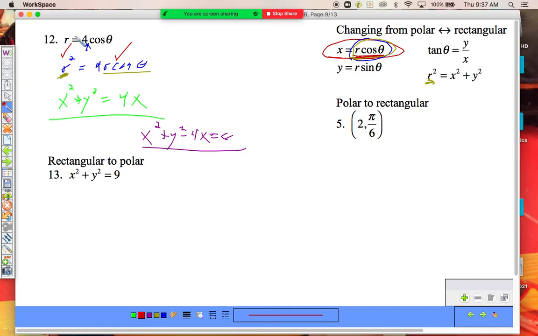All right, I think we have two more problems. Go the other direction real quick. Do number 13 for me. Get rid of your x's and y's and write it as r's and thetas. Two steps. I don't want to see an x or a y in your final answer. All I want to see is r's and thetas, and you don't have to have both. You just have to have at least one of them.